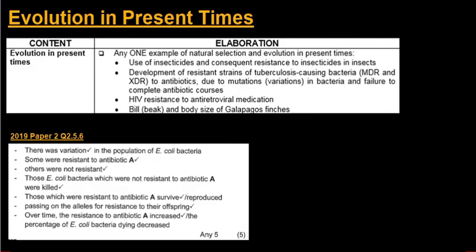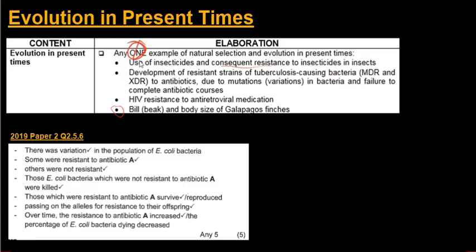Then we move on over to evolution in present times, and here you just need to know one example of natural selection and evolution in present times. So the options that they've given us are use of insecticides and the consequent resistance to insecticides in insects, then development of resistant strains of tuberculosis-causing bacteria, then HIV resistance to antiretroviral medication, and then the beak size and body size of the Galapagos finches.